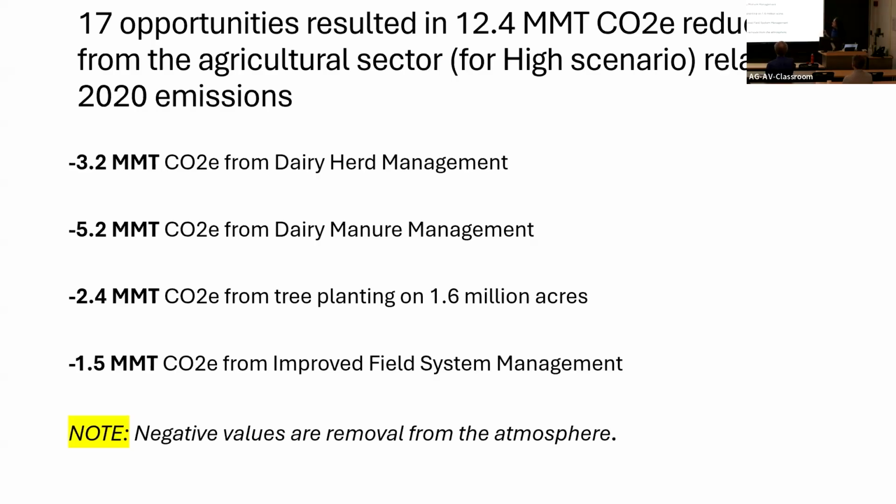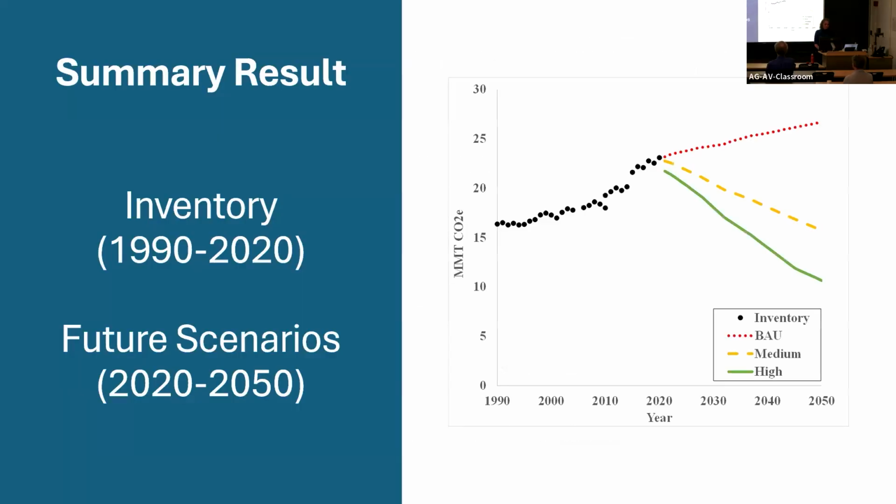So we evaluated 17 opportunities, and in total, they resulted in 12.4 million metric tons of CO2 reduction, right? 3 million metric tons comes from dairy herd management, 5 comes from dairy manure management, 2.5 comes from tree planting, and 1.5 comes from improved field system management, right? And when we use a negative number, we mean a net removal from the atmosphere.